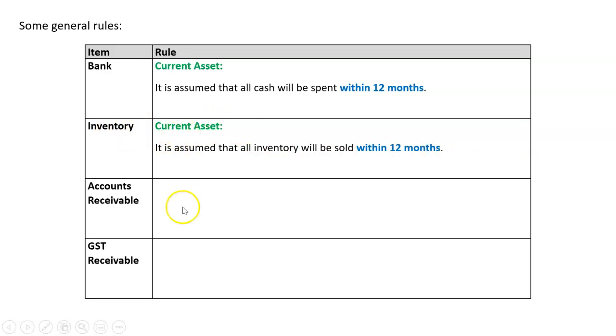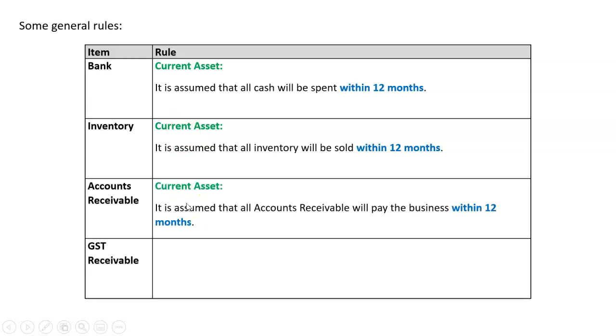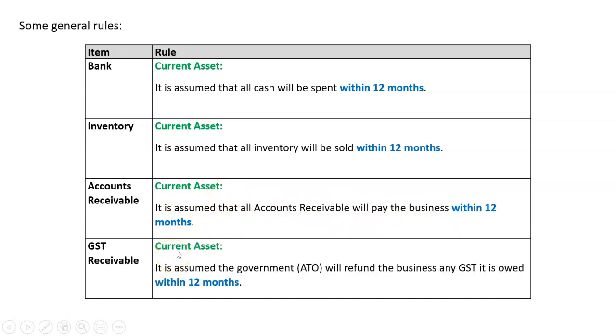Inventory, always current. Accounts receivable, someone that owes me money because they bought from me earlier and haven't paid. Well, again, we're going to assume current. Will everyone pay me back within 12 months? I don't know, but we are going to assume that they will. So they'll be a current asset. And one we'll come across later in the course is something called GST receivable. And that's when the government's going to give me a refund. And we will assume that will always be within 12 months. So if we can just remember this, we really don't need to remember that definition too much, because we know these are the ones we're probably going to see the most of. They're going to be current.